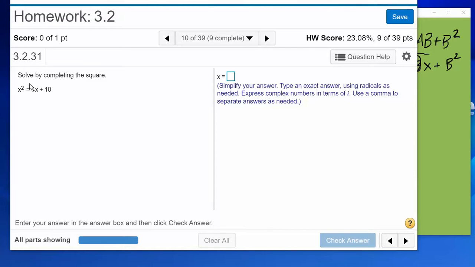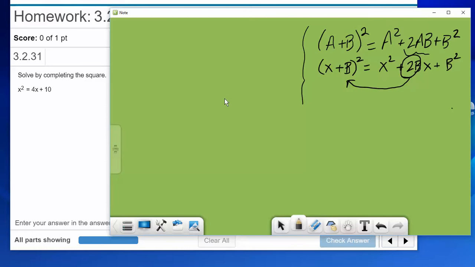3.2.31. Solve by completing the square. So again, we want to get it to look like something squared equals a number. Our first step is we're gonna put the x squared term and the x term on the same side. So we just subtract 4x from both sides. We're gonna leave a blank. So see, we subtracted 4x from both sides.